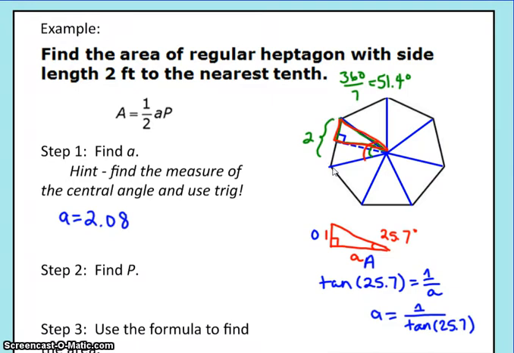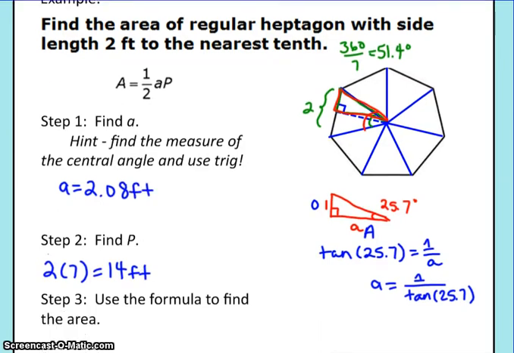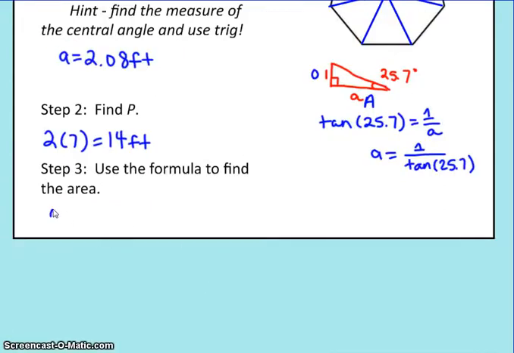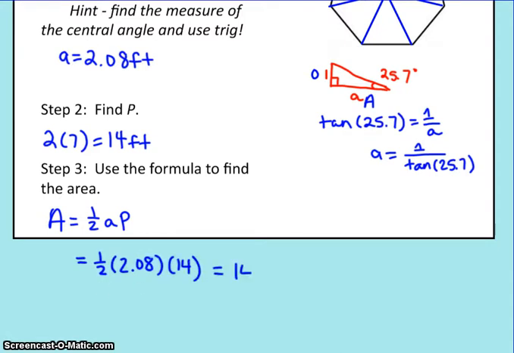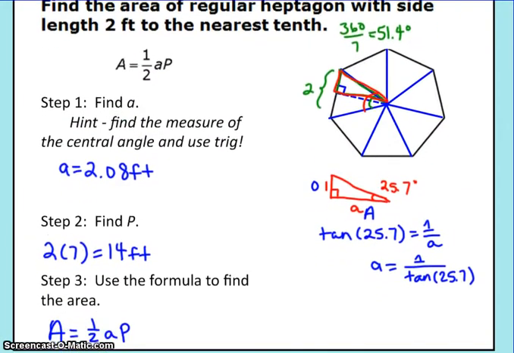Now we also know that each side of this heptagon is 2. And the perimeter is just 2 times the number of sides, so that should be 14 feet. Now we know the formula of the area of a polygon is area equals 1/2 the apothem times the perimeter. So this is 1/2 times our apothem of 2.08 feet times the perimeter of 14 feet, and that will give us 14.6 feet squared. And that is the area of a regular heptagon with a side length of 2 feet.